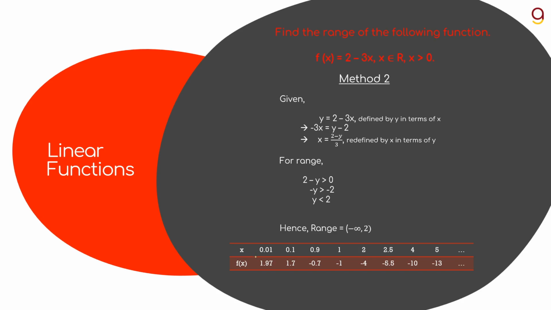Here we have used some points. Suppose for x we substitute 0.01, f of x will be 1.97. If for x we substitute 1, f of x will be minus 1. If for x we substitute 5, f of x will be minus 13. So by looking at the points, we can say that f of x can never be equal to 2. It's always less than 2, but it can go to any number till minus infinity. Yes? So we are sure that the range is minus infinity comma 2.